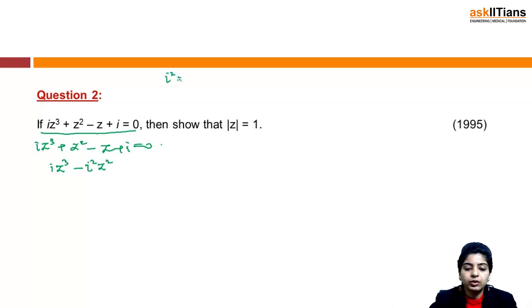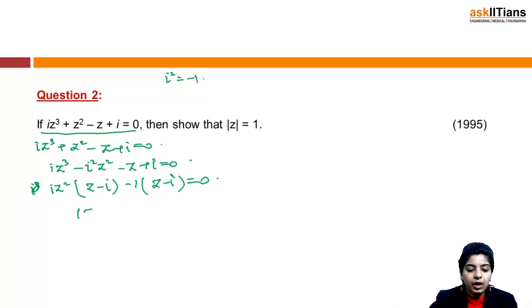We know iota square is minus 1, so I can write it as minus iota square z square minus z plus iota is 0. Iota I take as common, or in fact you can take iota z square as common. So I have z minus iota minus 1, I have z minus iota. So I finally get (iota z square minus 1) into (z minus iota) to be equal to 0.